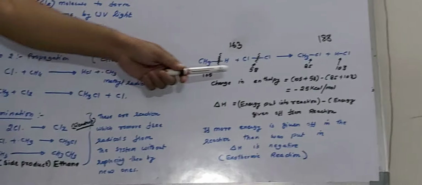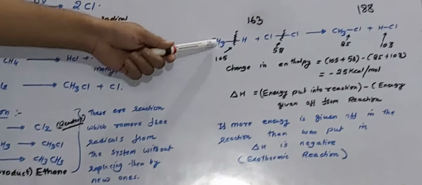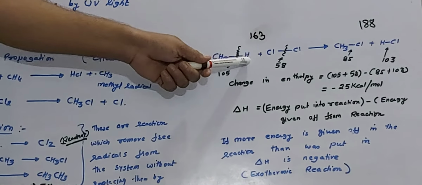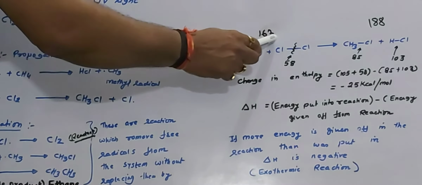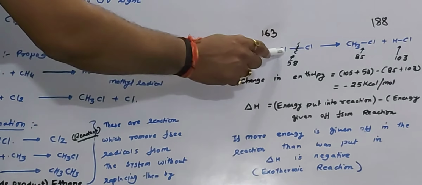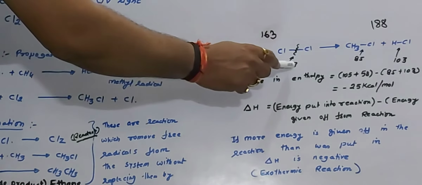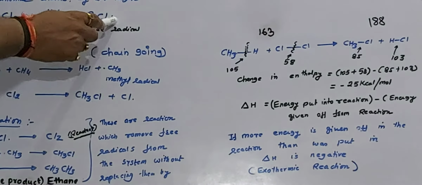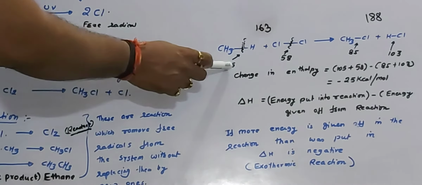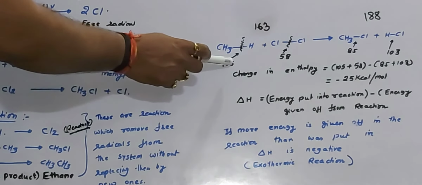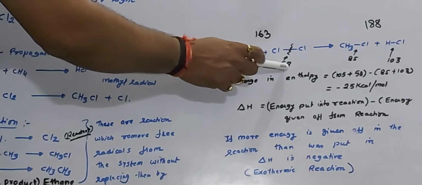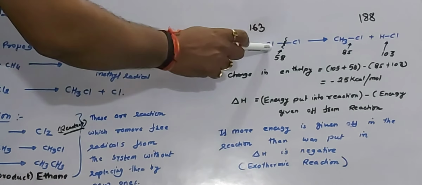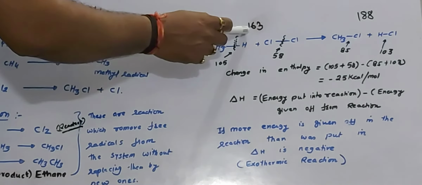So when we see the mechanism and the energy involved in this chlorination reaction, what we found is that the breaking of the CH3-H bond takes place. Definitely the breakdown of this bond is very important because H is replaced by the Cl. In this case also the Cl-Cl bond is breaking and the formation of the free radical takes place. The energy involved is 105 for the breakdown of the CH3-H bond, and 58 is involved in the breakdown of the Cl-Cl bond. So the total energy involved is 163.